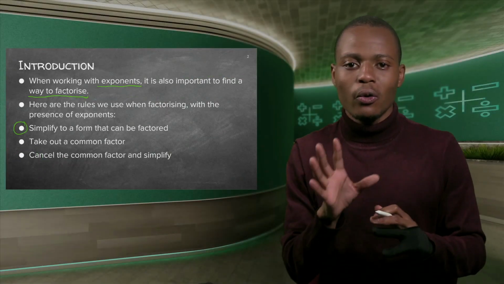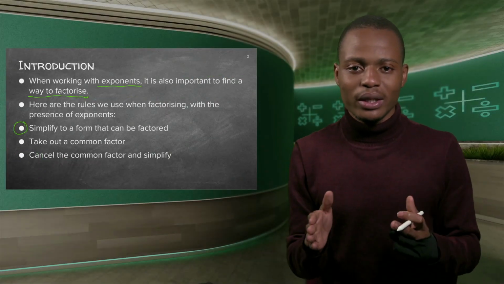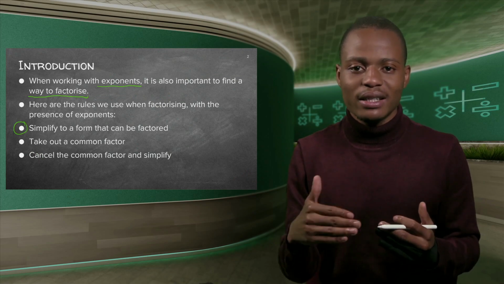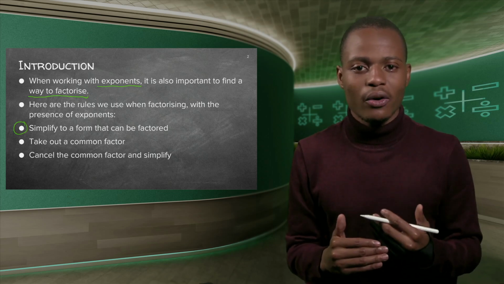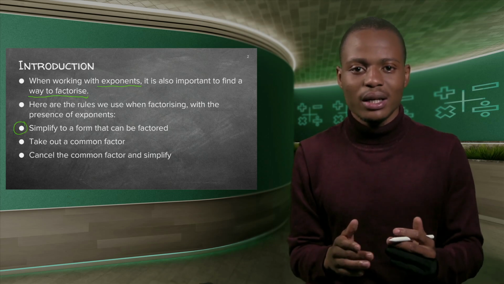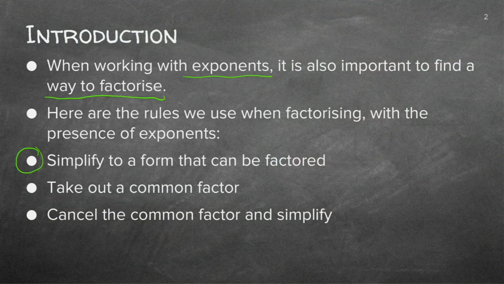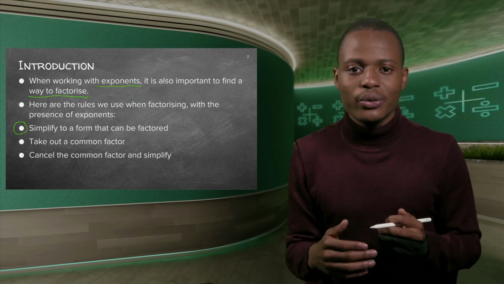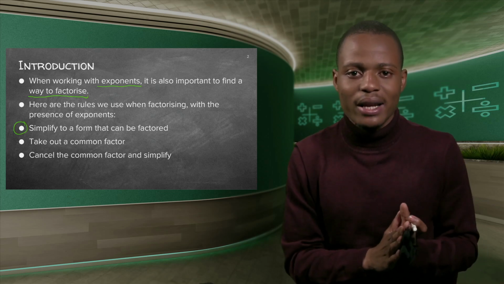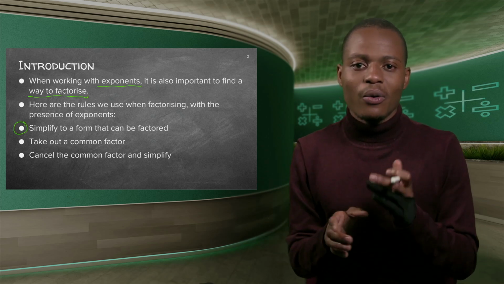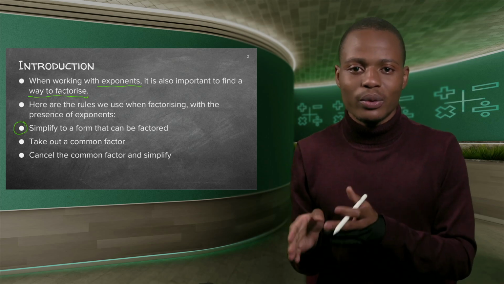And as we can also go back to our previous lessons, whenever we deal with factorization, that is the first thing that we look for, common factors. So the same will apply here on exponents. We need to take out the common factor. And thirdly, cancel the common factor and simplify. So if we have a common factor as a numerator and a denominator, we need to cancel out those two, or we need to divide them until they give us a 1 so that you can easily have what you are left with at the end.